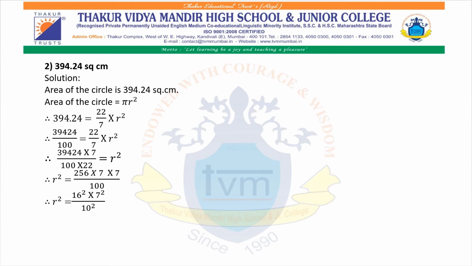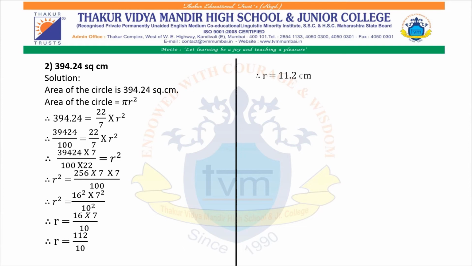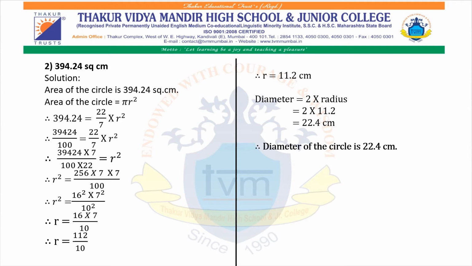We have factorized it. Again, r square is equal to 256, that is square of 16, and 7 into 7 will get square of 7, and 100 is a square of 10. Therefore, r is equal to 16 into 7 upon 10. We have taken the square root. So the value of r is 112 upon 10, that is r is equal to 11.2 centimeters. So diameter is equal to 2 into radius, that is 2 into 11.2, that is 22.4 centimeters. Therefore diameter of the circle is 22.4 centimeters.